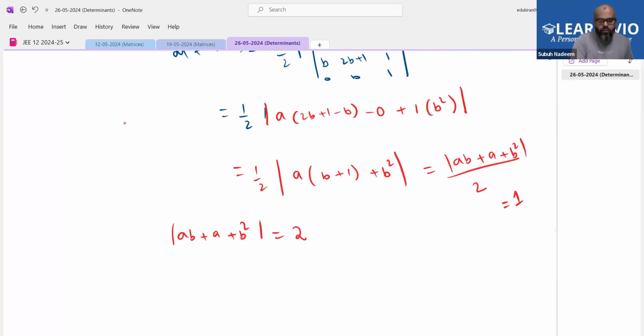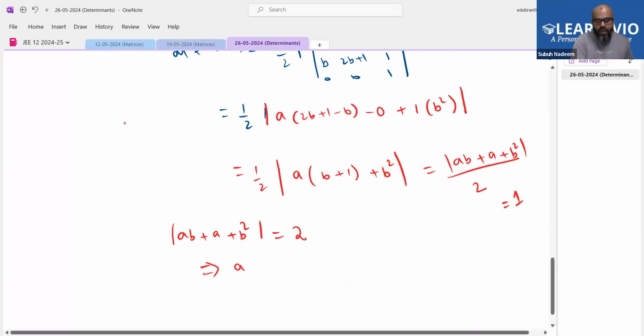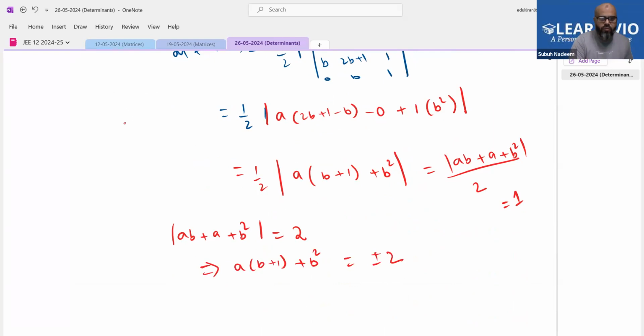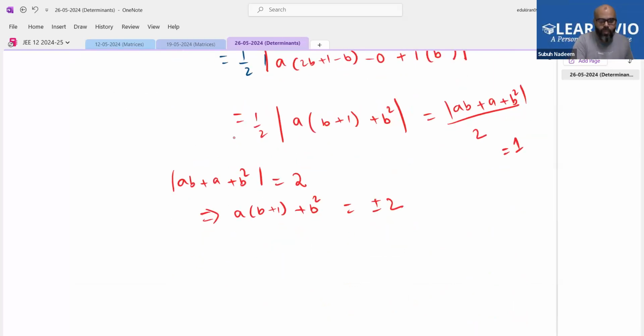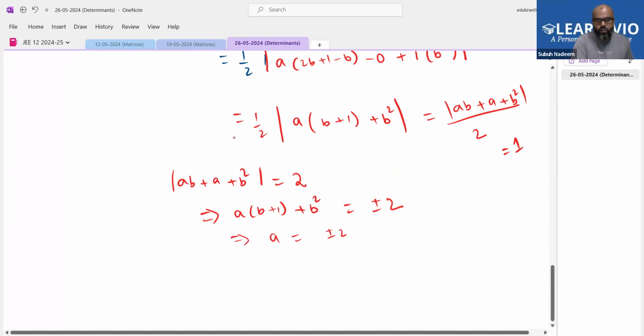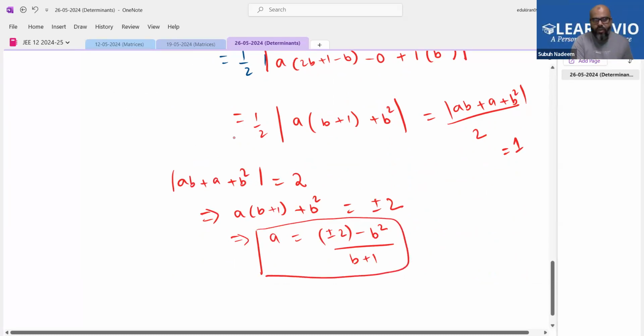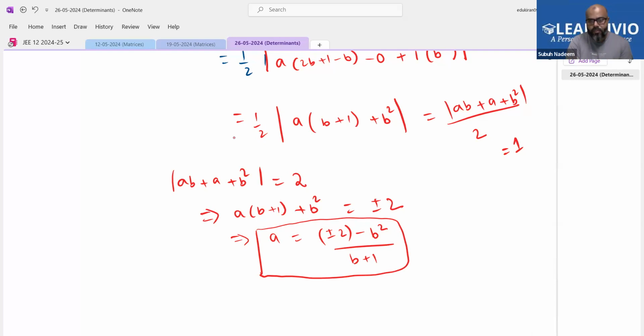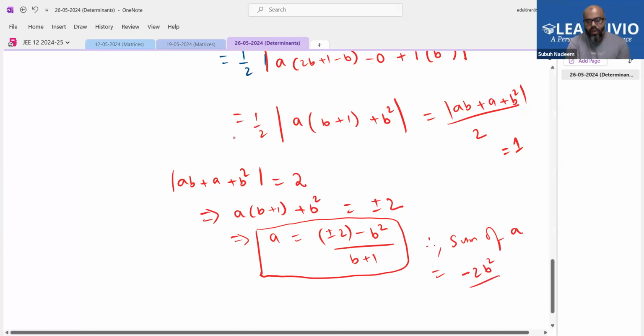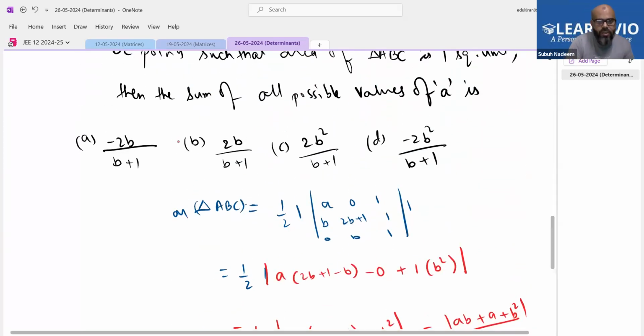So from here, we are getting A into B plus 1 plus B square is equal to plus minus 2. When we remove the mod, we get plus minus both. So A is equal to plus minus 2 minus B square, by B plus 1. These are the two values of A. One is plus 2, another is minus 2. So when we add them, the plus 2 and minus 2 cancel and the sum of A will be minus 2B square by B plus 1. So your answer will be option D.